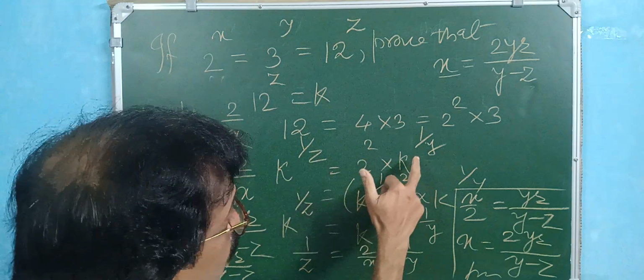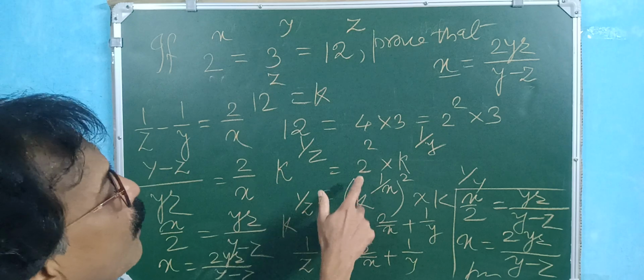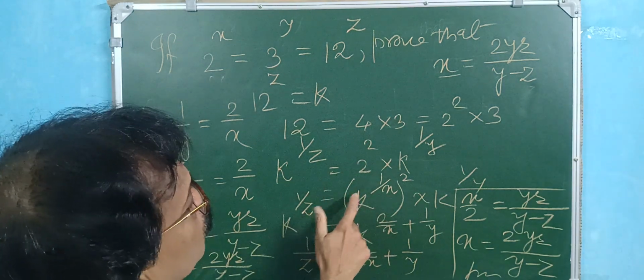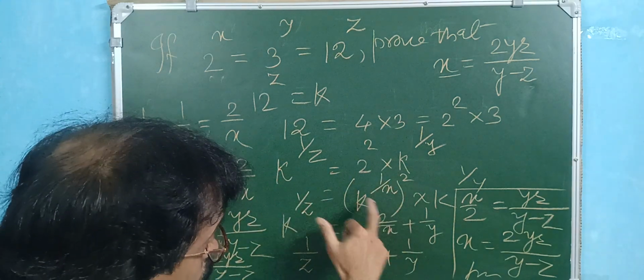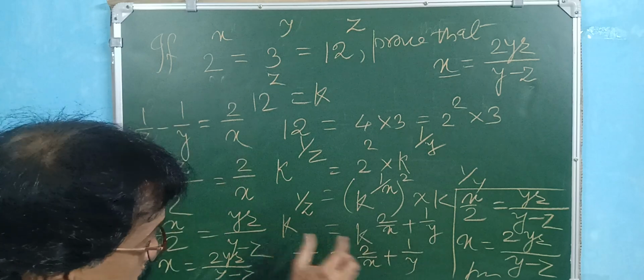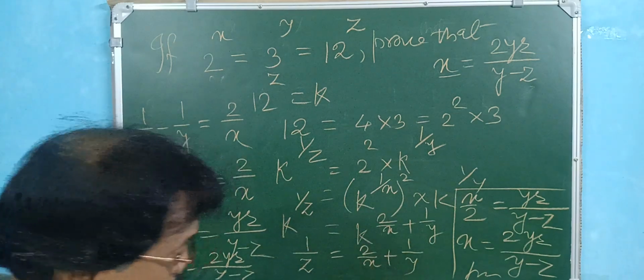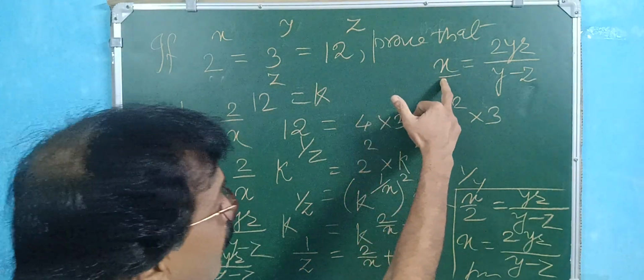This is 4 means 2 square, and in place of 3 you write 1 by y. Now this is 2 square. What is the value of 2? 2 is 1 by x, square, and this. So actually this is 2 by x, and now the base are same. So 1 by z is equal to this part. Find the value of x.